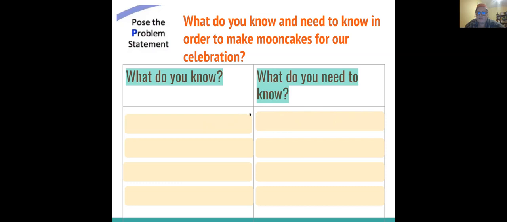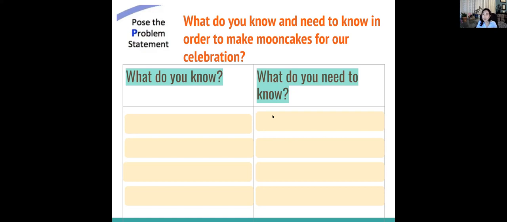Oh, we still need to find out how many people we are serving. Wow, they're coming in quickly. Some of us will be scribing on the Google slides, so you'll see it, but we're getting some really great responses. What are the ingredients? What's the recipe? Measurements. How many do we need, right?